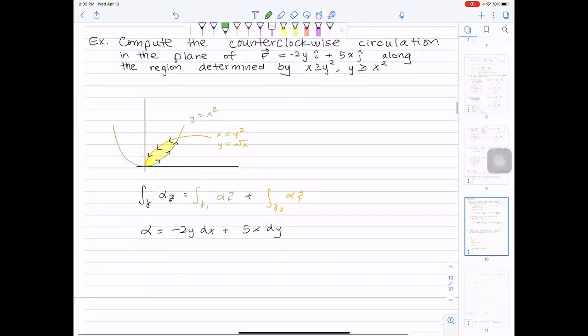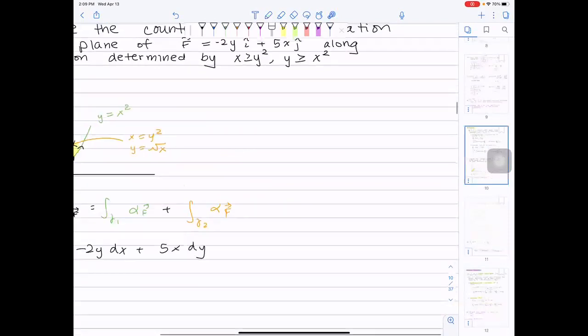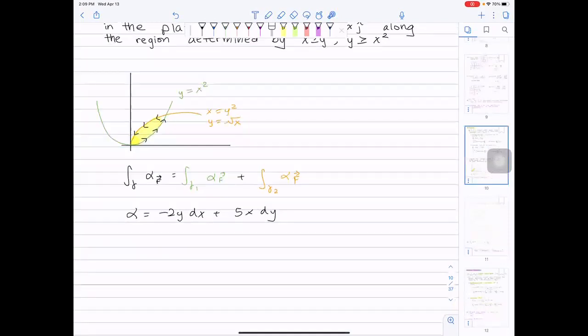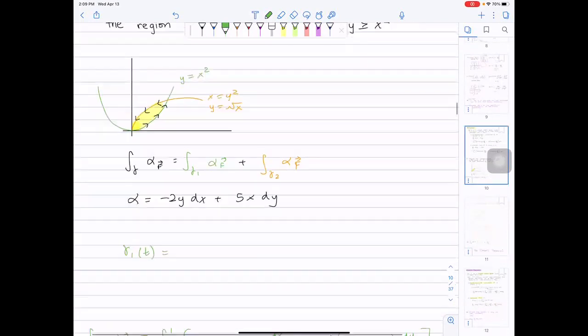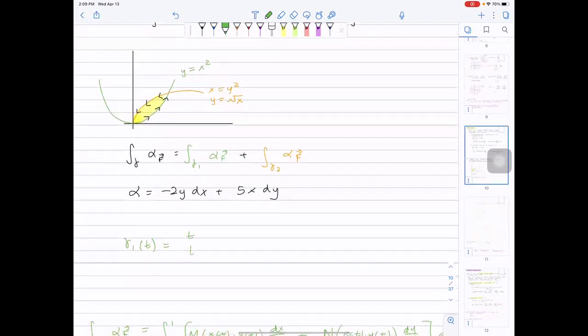So does anyone have suggestions for how I should parameterize my green curve? I'm going to call it gamma 1 of t. Yes, that's the greatest one to pick. And then what about for my orange one? Yes, you do t squared, t. That's also a very clever choice. You could also do t with root t. That also works, but to make things easier so we don't have square roots, t squared, t is also a nice choice.